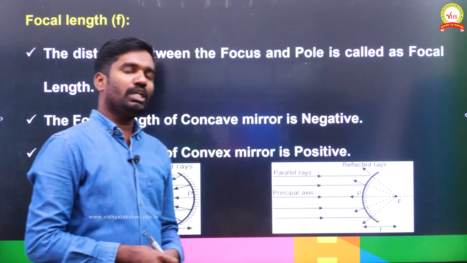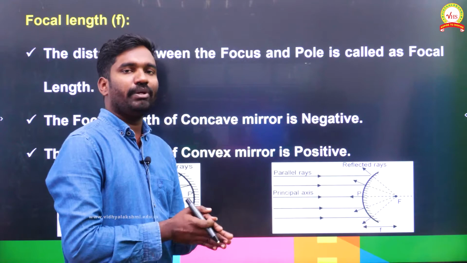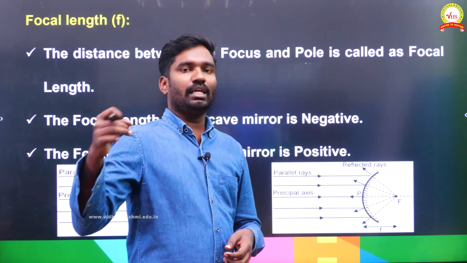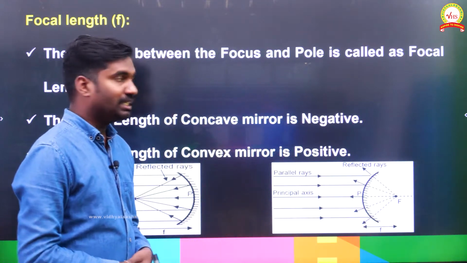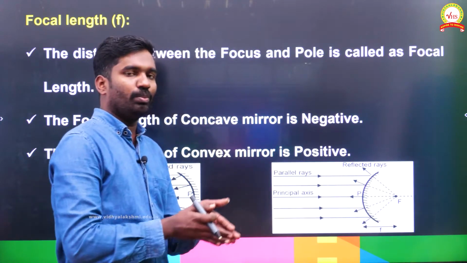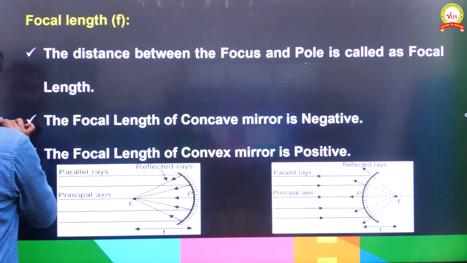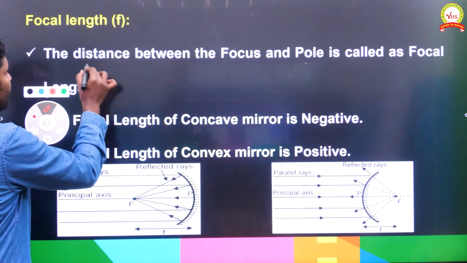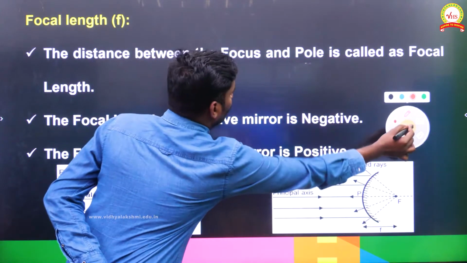And the next term you are having is the focal length. Already we spoke about the radius of curvature, the distance between the center of curvature and the pole. Here you are going to talk about the focal length, a certain length, or else you can call it a distance. Between what and what?